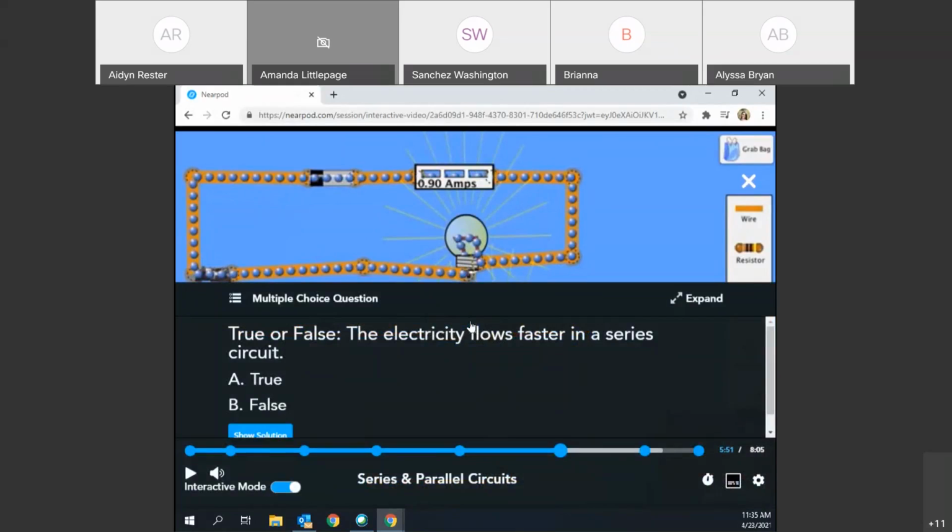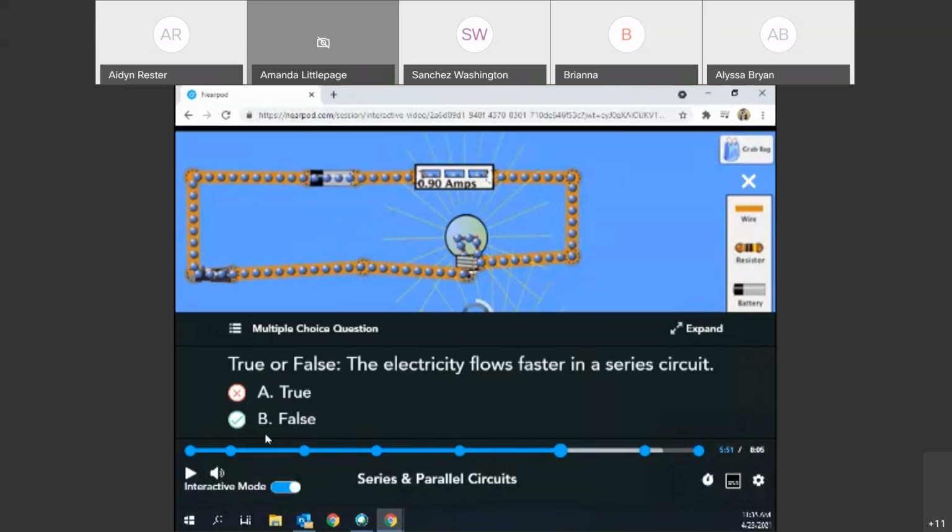All right, true or false? Electricity flows faster in a series circuit. So remember, series was the very first one. So let's check. This is in fact false, okay? So the electricity does not flow faster in a series circuit, it flows faster in the parallel. So the parallel is the one we're looking at now at the bottom of the screen.